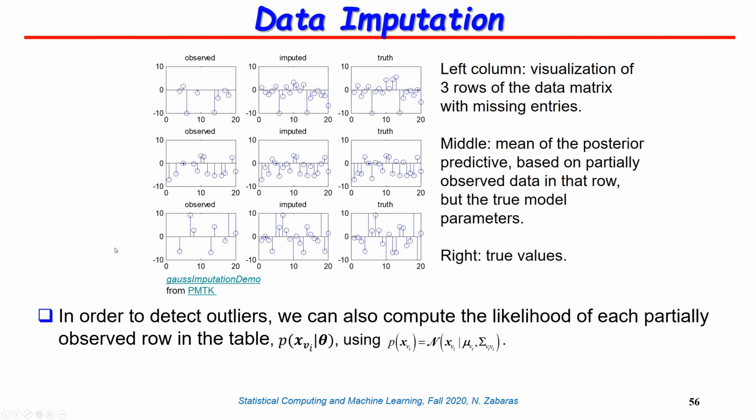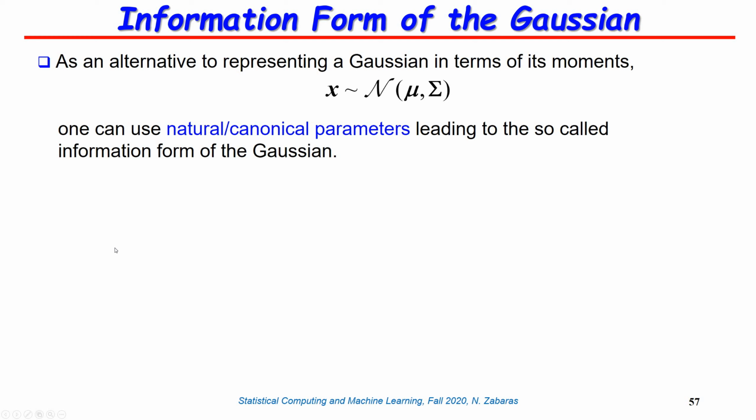Okay, this has been a long lecture, so let me finish by giving you one or two slides on what's called the information form of a Gaussian, and then we are done. So if you remember, up to now, all our calculations use a representation of the Gaussian in terms of its moments mu and sigma. There is another form that is used especially in the context of exponential family distributions, which uses what are called natural parameters.